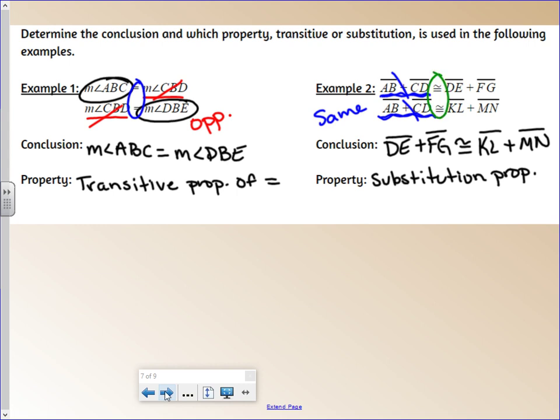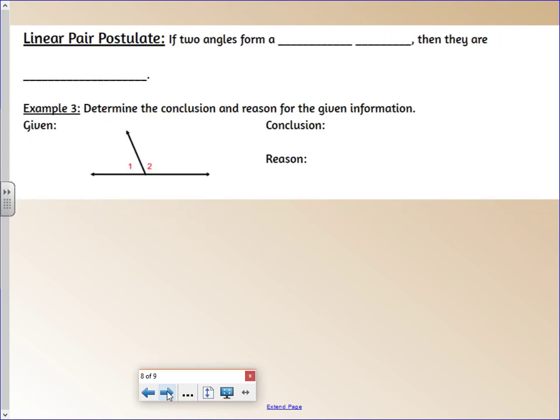Linear pair postulate, we talked about this a little bit. We talked about the definition of linear pair and how it's really just a postulate for us to use. So if two angles form a linear pair, then they are supplementary.